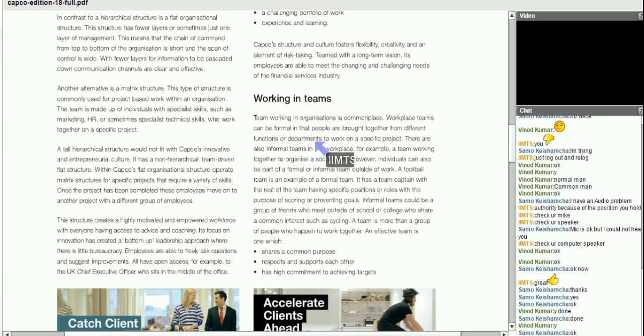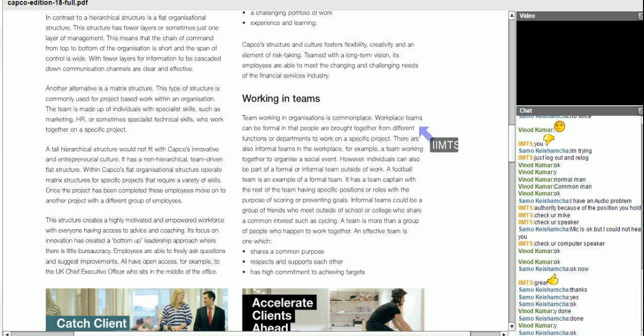So they work in teams as well. Team working in organizations is commonplace. Workplace teams can be formal or informal. What is formal? It is the one in which people are brought together from different functions or departments to work on a specific project. And informal is when, for example, there is a Deepavali event or an Eid celebration in the office. The different members of different departments will come and participate. That will be an informal group.